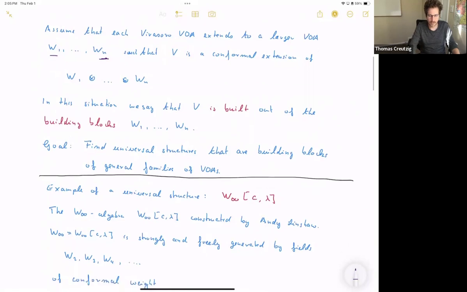And this VOA is in fact huge. Namely, it is not finitely strongly generated. It has one strong generator in each conformal weight starting at 2. So it's often called W infinity because it has infinitely many strong generators, and it's often also called the W infinity algebra of type 2, 3, 4, 5 up to infinity.